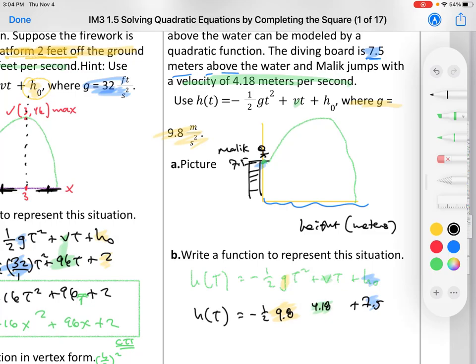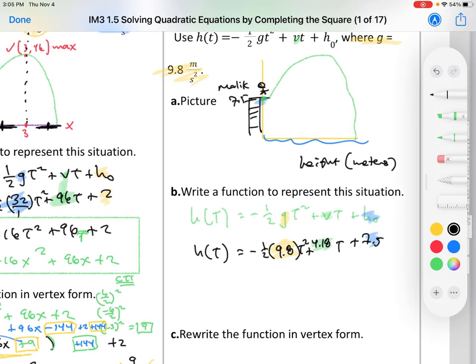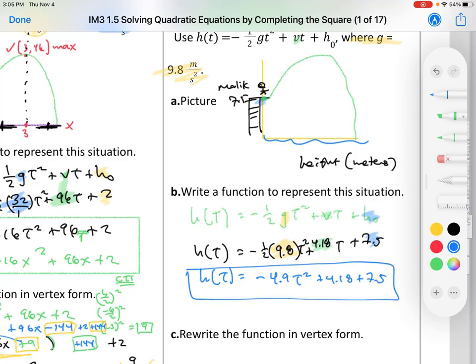h of t equals negative 1/2 times 9.8 t squared plus 4.18 t, and 9.8 divided by 2 is 4.9. So h of t equals negative 4.9 t squared. Remember, 9.8 is not squared. Plus 4.18 t plus 7.5. Okay, so let's go ahead.